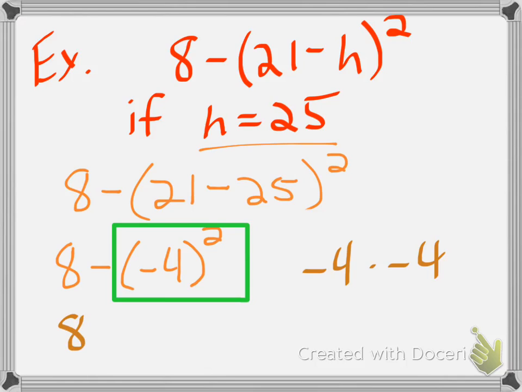So we get 8 minus 16. And now we do the last step. 8 minus 16 is negative 8, and that's our answer. So if you got negative 8, awesome.